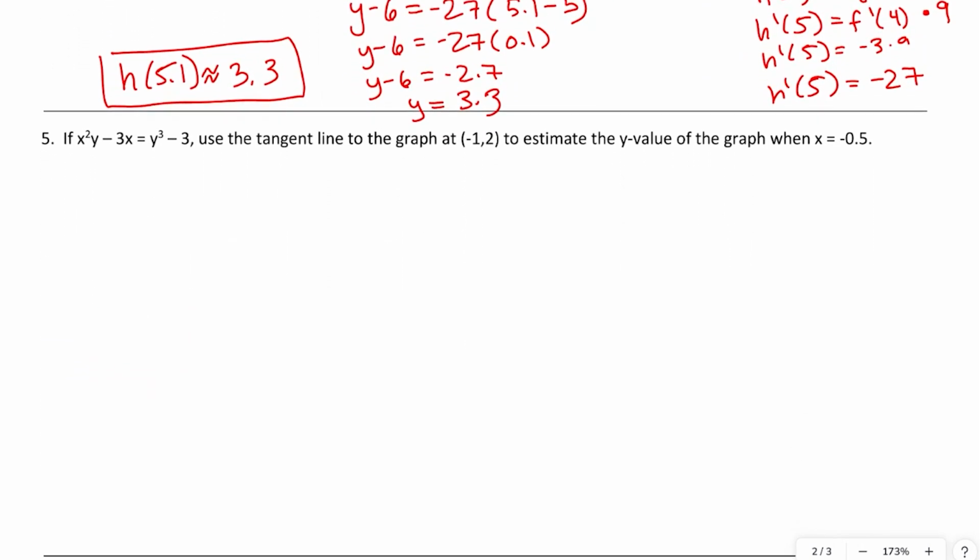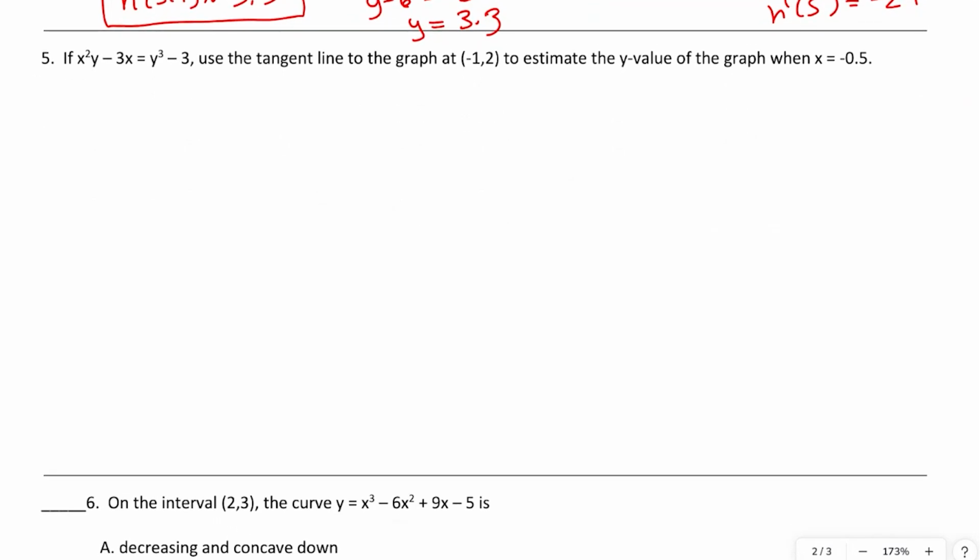Number 5 says, if we've got this equation, use the tangent line of the graph to estimate the y value when x is negative 0.5. So if I plug in negative 0.5 into here and here, you can see how it might be pretty difficult to solve for y. And so instead, we're going to use a tangent line approximation.